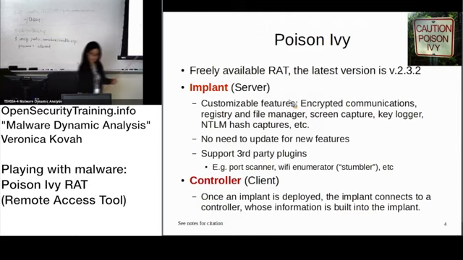Okay, actually, I missed that one. So the implant connects to the controller. One thing this was saying is that when we make the implant, we specify what the controller's IP is. So when we make the implant, that information is embedded into the implant. Once it compromises the machine, it goes back and says, hey, I'm available for you to use, basically.